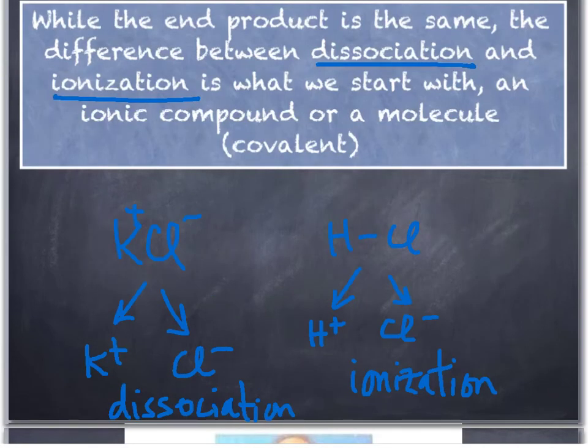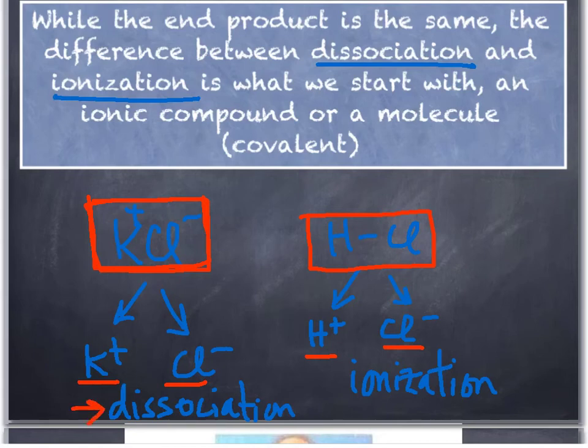So there's a subtle difference between what happens when an ionic compound, like potassium chloride here, and a covalent compound, like hydrochloric acid here, dissolve in water. Now let me be clear, the end products are the same. We get ions put into solution. But the difference is what we start with. With this ionic compound, we begin with ions. They're already positive and negative ions. All that's happening in this process is they're just separating, which we call dissociation.